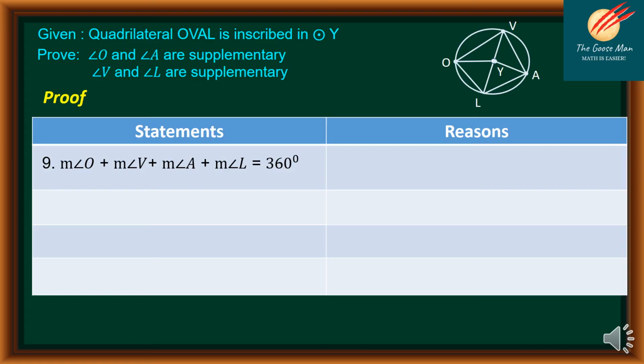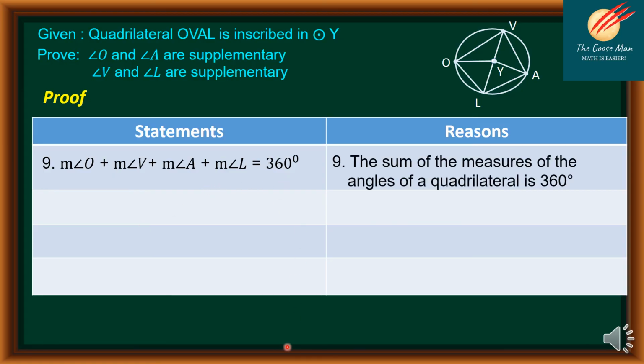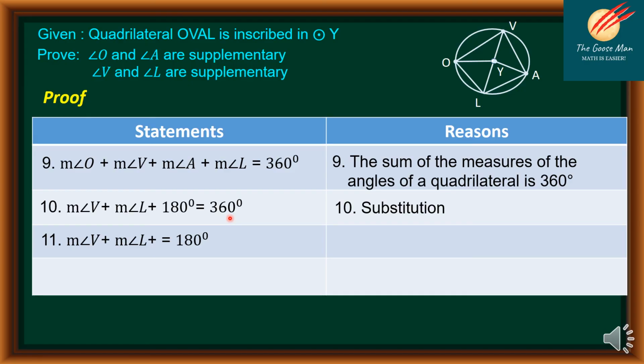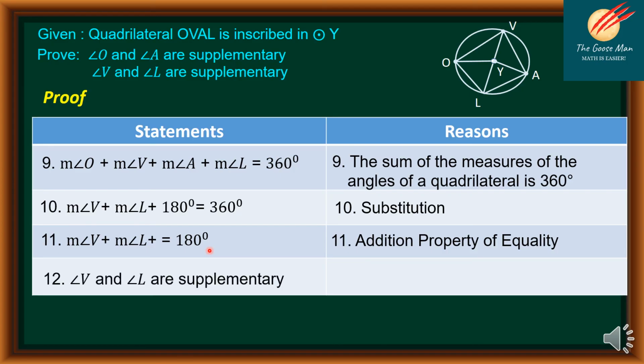We have the measure of angle O plus the measure of angle B plus the measure of angle A plus the measure of angle L is equal to 360 because the sum of the measures of the angles of a quadrilateral is 360 degrees. For the 10th statement, we have the measure of angle B plus the measure of angle L plus 180 is equal to 360 because we use the substitution from the earlier statement. So number 11, we have the measure of angle B plus the measure of angle L is equal to 180 degrees. We use the addition property of equality. And for our final statement, angle B and angle L are supplementary because we use the definition of supplementary angles. So this is the end of our lesson.